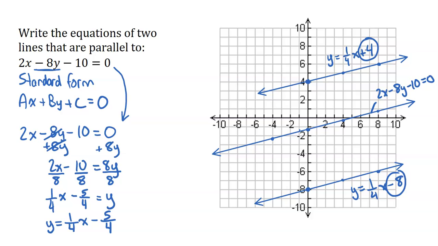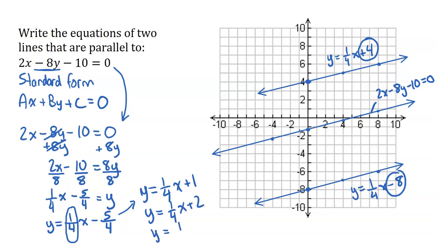So we don't even have to graph this to answer the question. We can just get it into this form, look at the slope, and then we could literally start listing things. We could say y equals 1/4 x plus 1, y equals 1/4 x plus 2. We could say y equals 1/4 x plus 0, which is just 1/4 x. The key is all it has to have is the same slope.